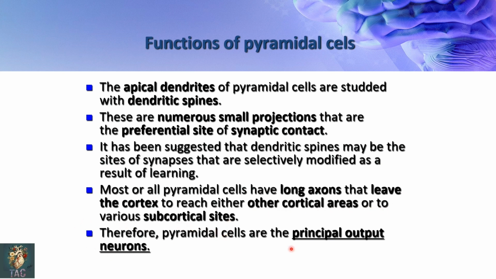So therefore the pyramidal cells are the principal output neurons, and this is again your MCQ as well, that the pyramidal cells of the cerebral cortex form the principal output neurons.